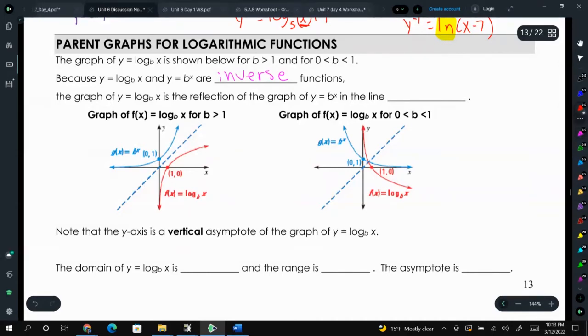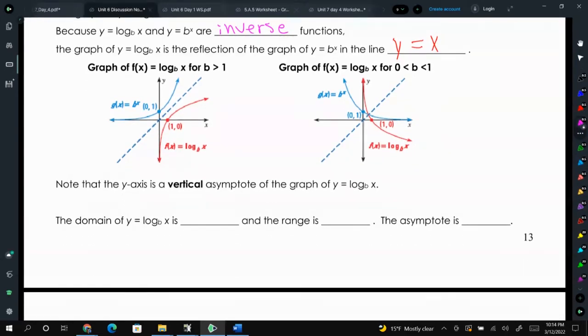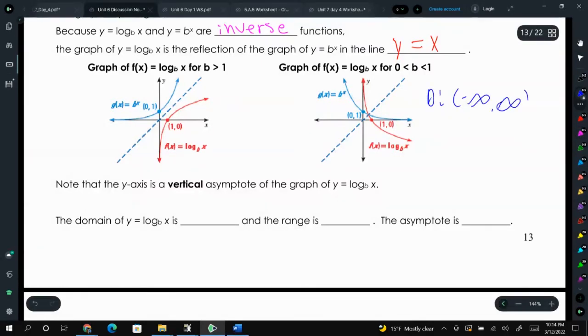And remember, if they're inverses, that means they reflect over the line y equals x. That means that your domain and range switch. Now remember, with exponential functions, our domain was negative infinity, comma infinity. Our range was 0, comma infinity, unless we had some transformations. And we had an asymptote at y equals, in this case, 0.